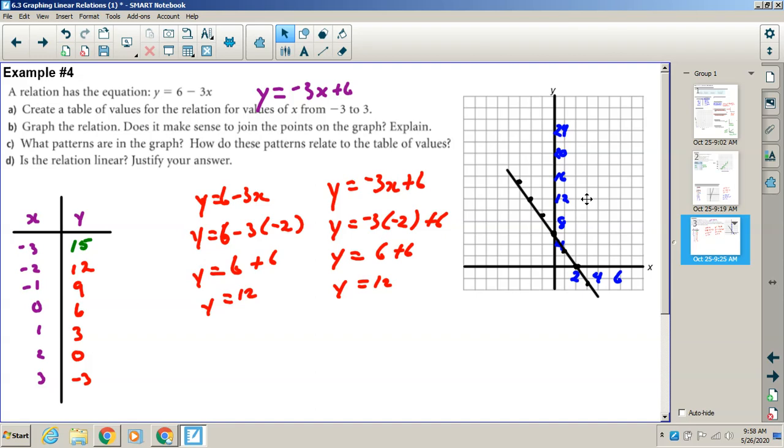So that is topic 6.3, graphing linear relations. And there will be a handout, not a textbook assignment for this one, a handout that you can work through and complete. So good luck with that, and take care.